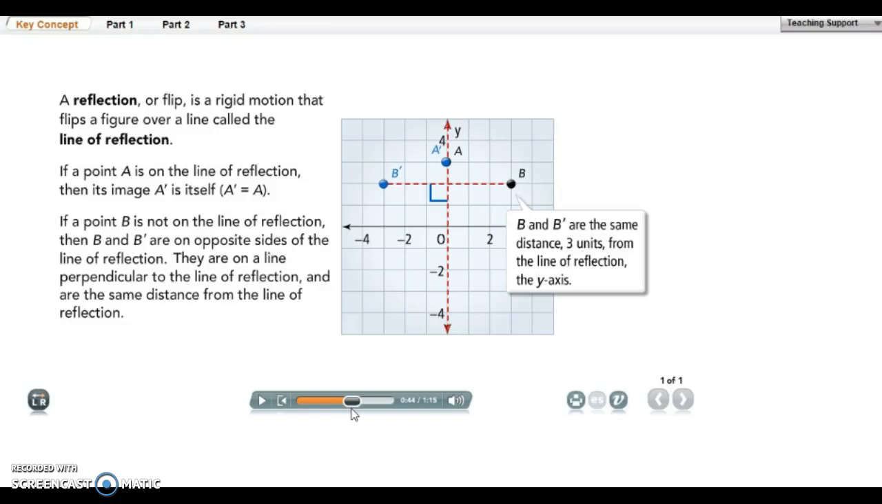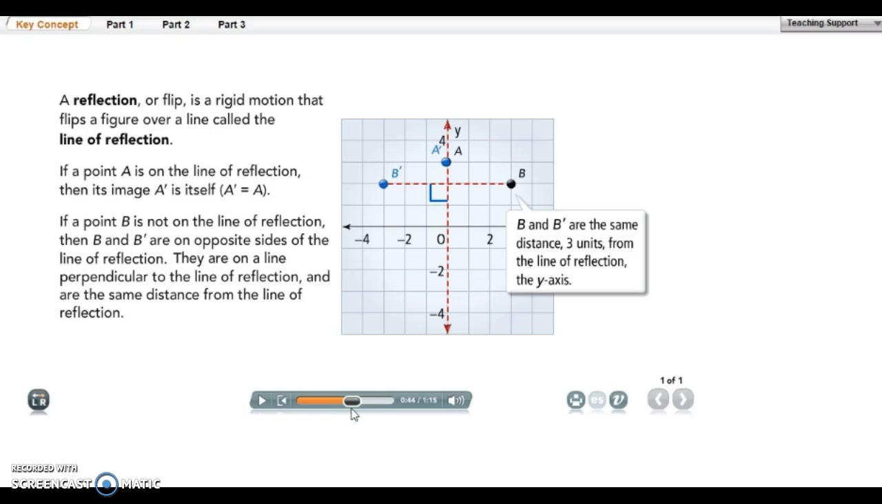Okay, we're going to start 9.2, which is on reflections. A reflection is a rigid motion that flips a figure over a line called the line of reflection. Your sixth grade teacher may have called it a flip. We're going to go ahead and take a quick look up here at the first one.